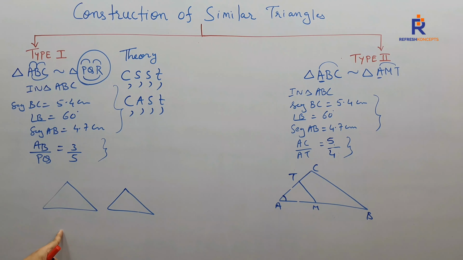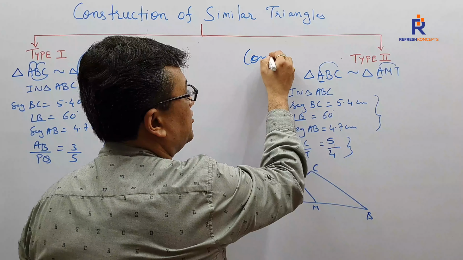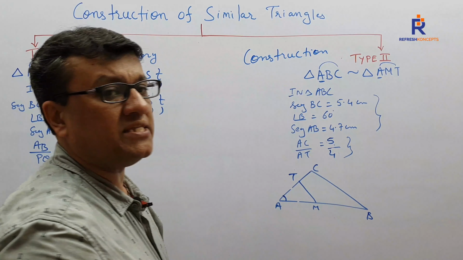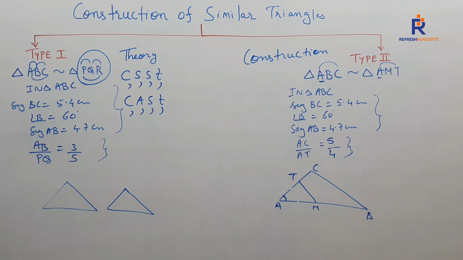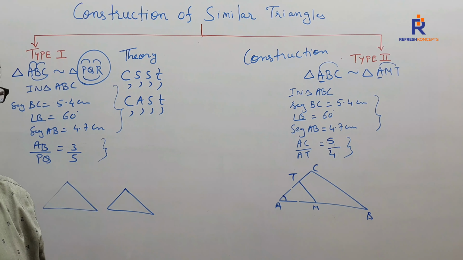First triangle is what you can draw. But here it's going to be pure construction. Mind you, there is no theory as such. So type 2 is pure construction. Type 1 is pure theory. This is what you should know before proceeding to construction of similar triangles, children.